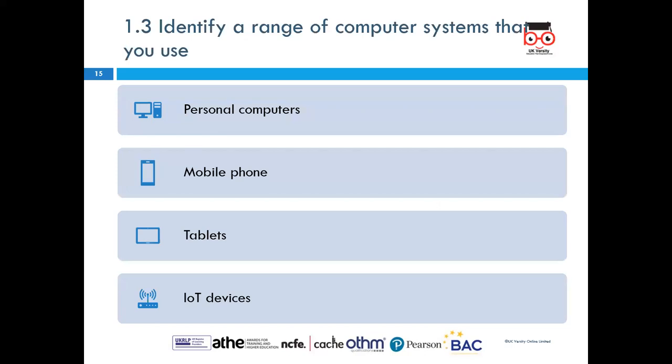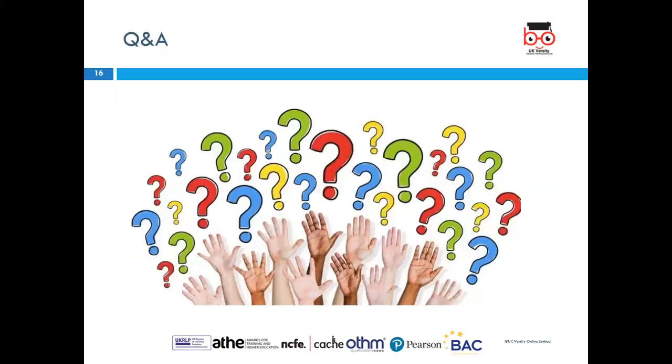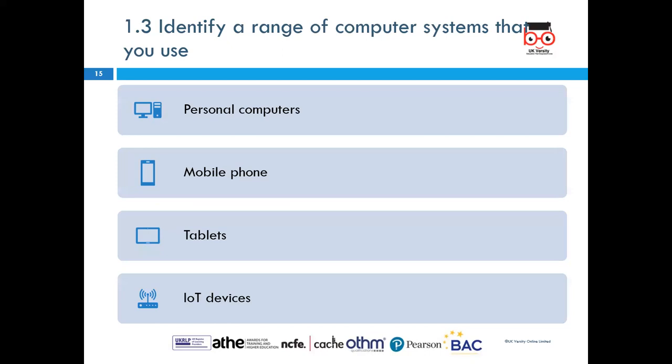Right. So our last task is just to identify a range of computer systems that we use. I feel like this is not very relevant, because nowadays we all have a lot of technology around us. So this learning outcome is pretty much easy.